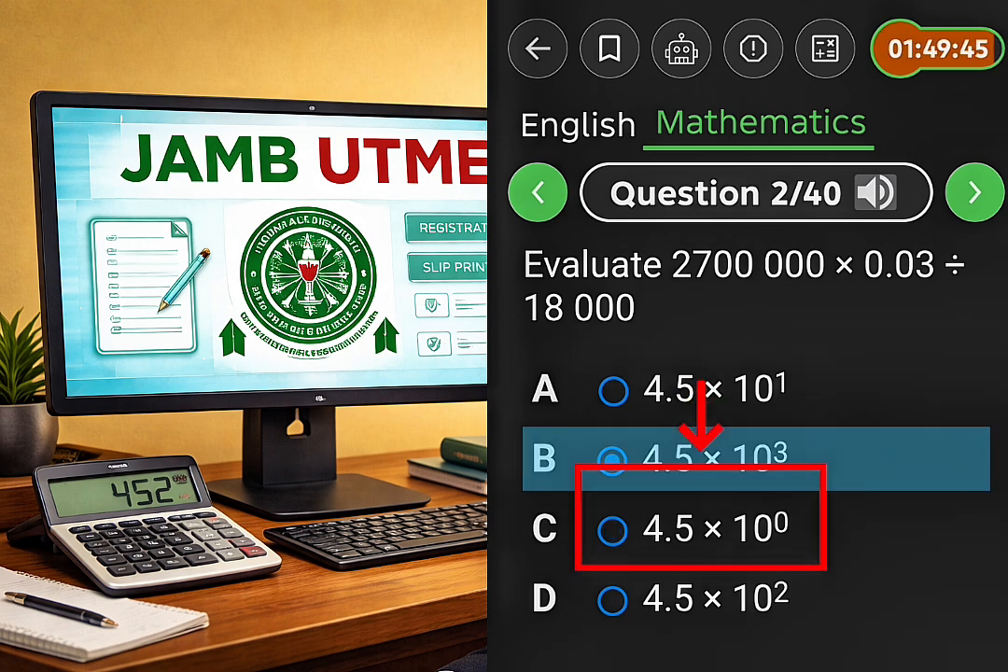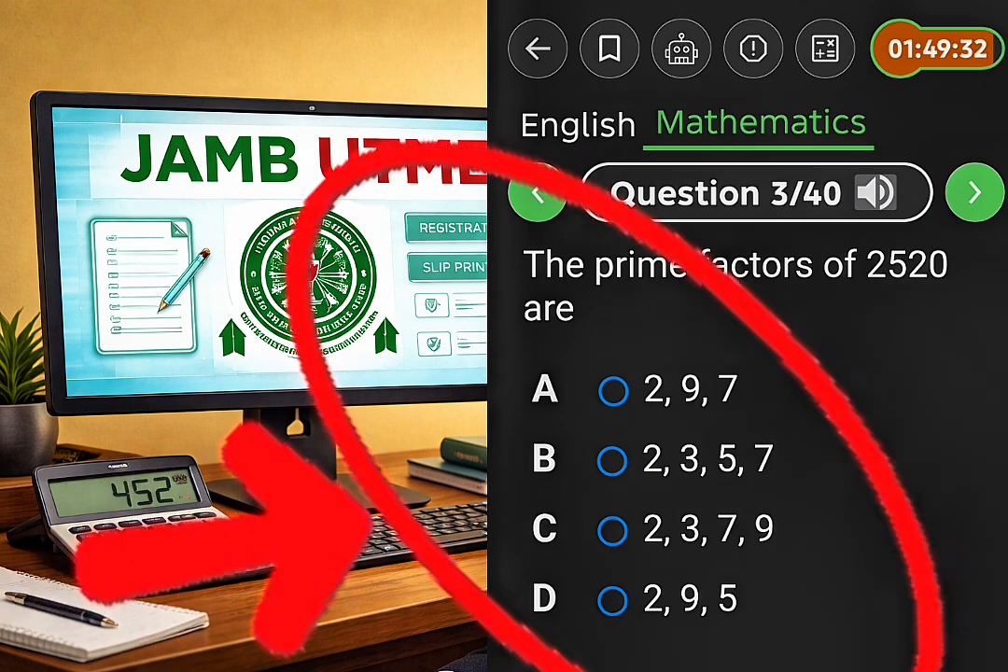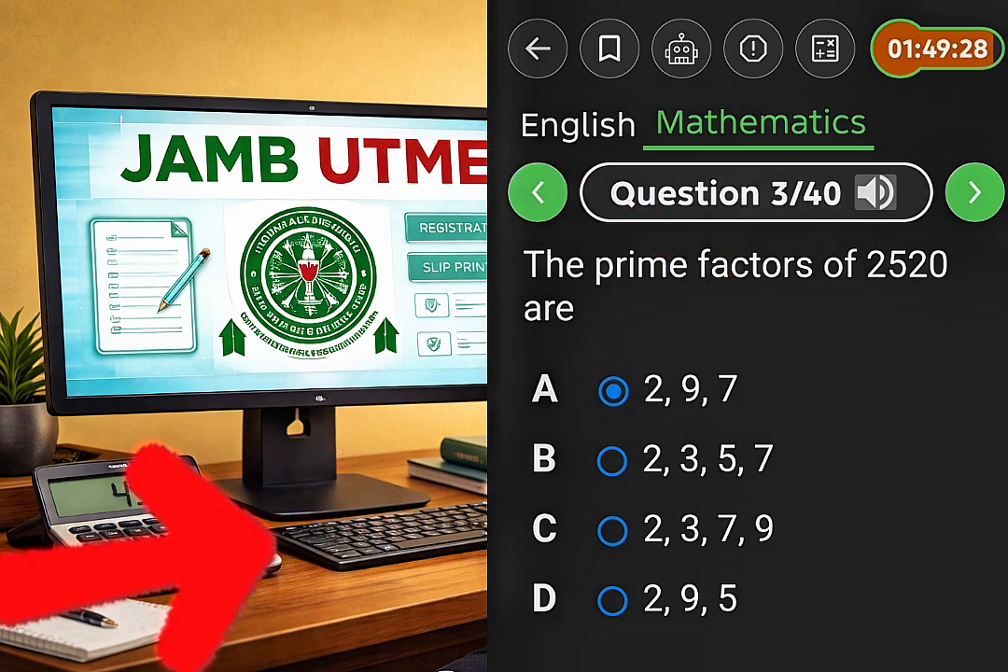If 4.5 times 10 to the power 3 is your answer, of course that's not the answer. C is the answer, because 4.5 times 10 to the power 0, which is 1, times 4.5, gives you the answer. So you go on and on. Prime factor of this, check the prime factor, pick the answer. If A is the answer, you click on A and you go on this way.